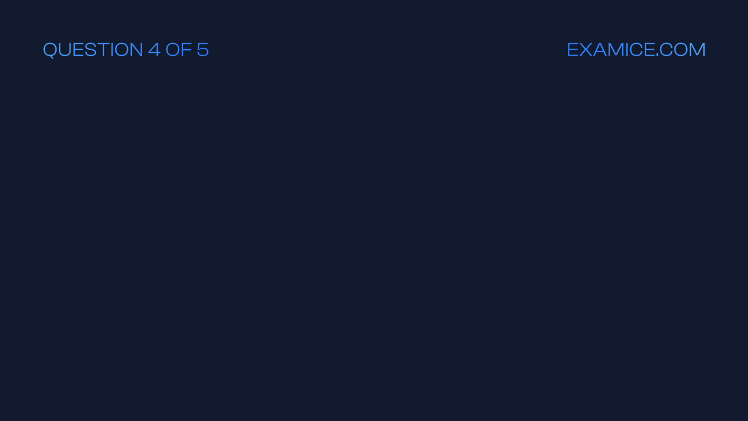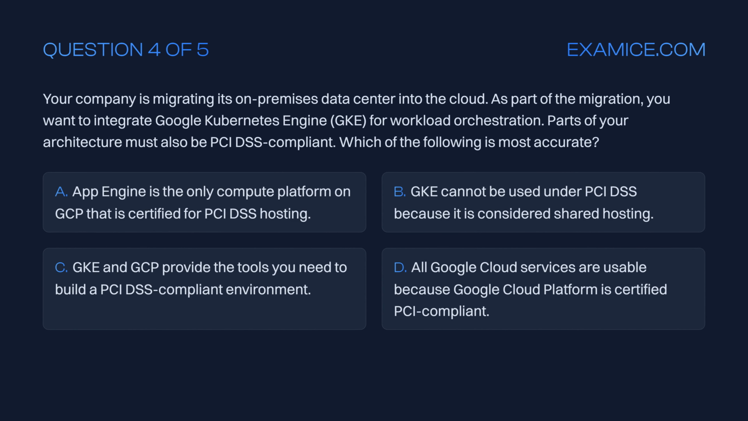Question 4. Your company is migrating its on-premises data center into the cloud. As part of the migration, you want to integrate Google Kubernetes Engine for workload orchestration. Parts of your architecture must also be PCI DSS compliant. Which of the following is most accurate?